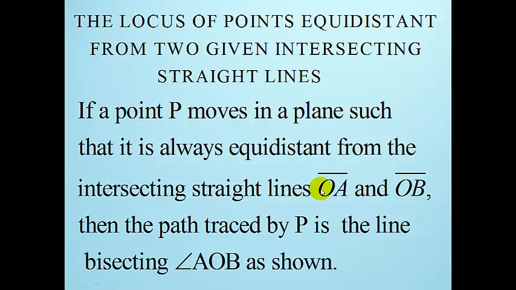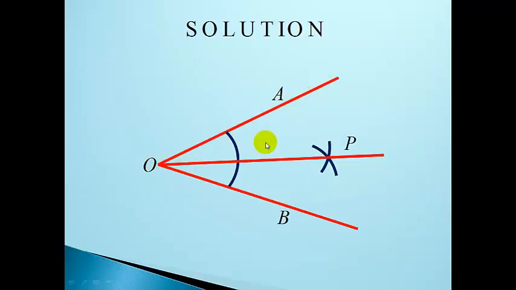So OA is a straight line and OB is a straight line. When we bisect the angle AOB, and we know how to bisect an angle, the line we have is what we call the locus. That is the locus line.